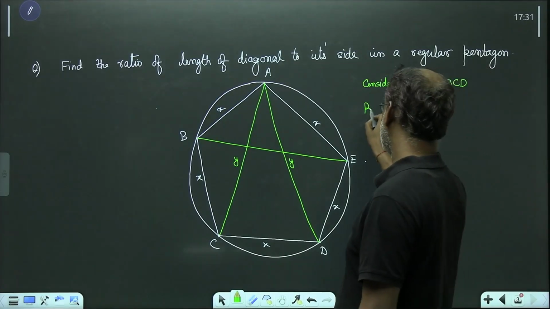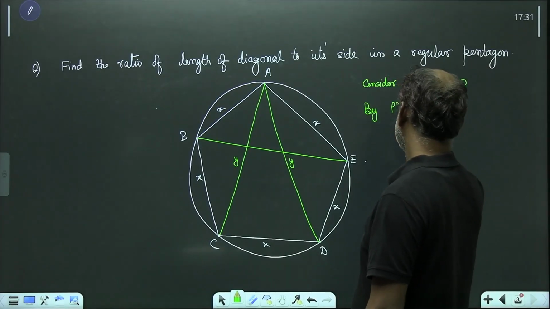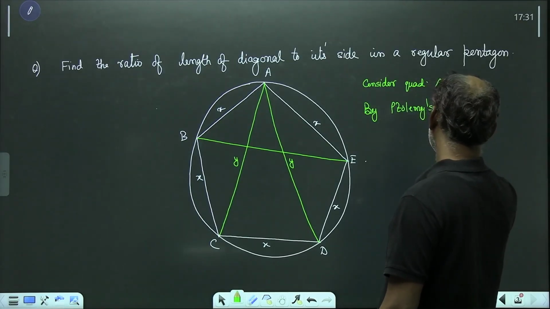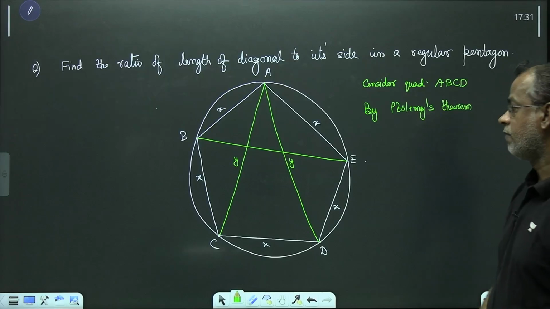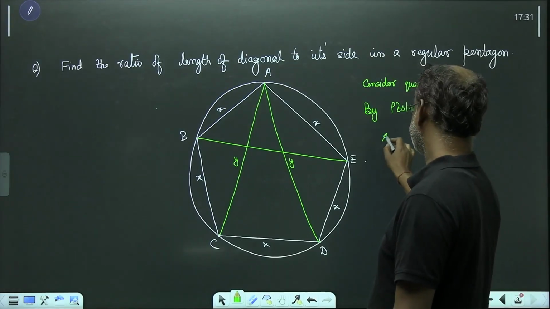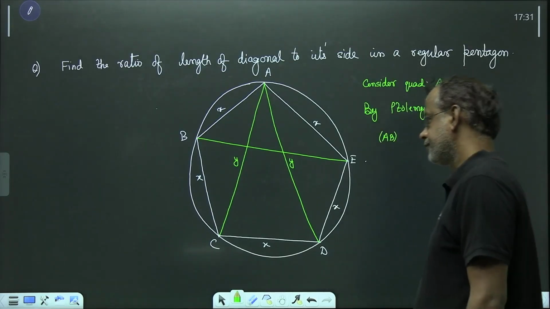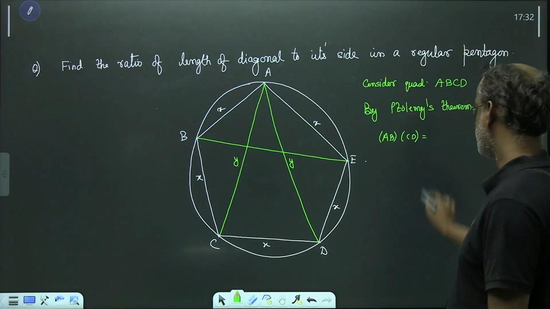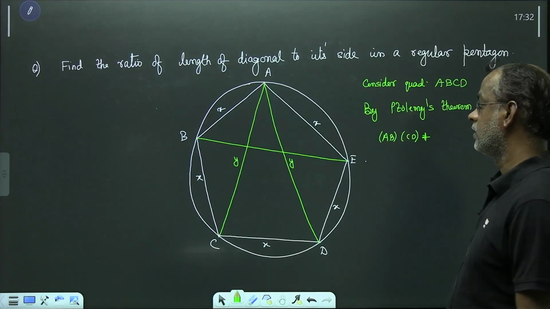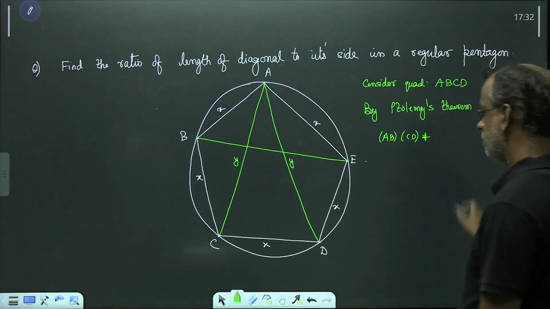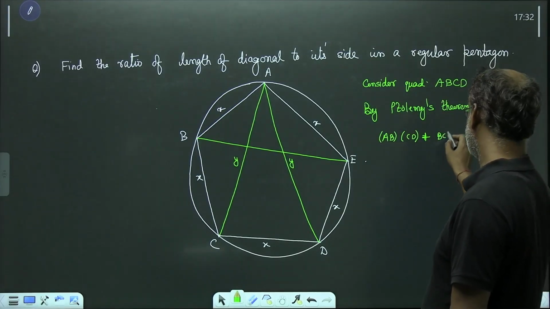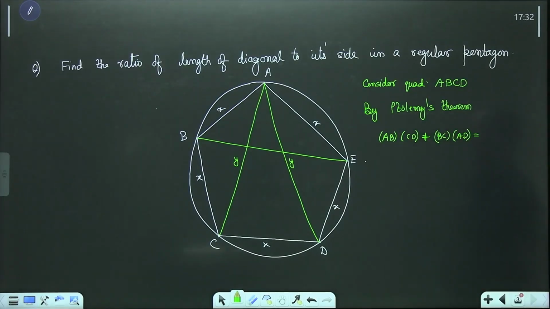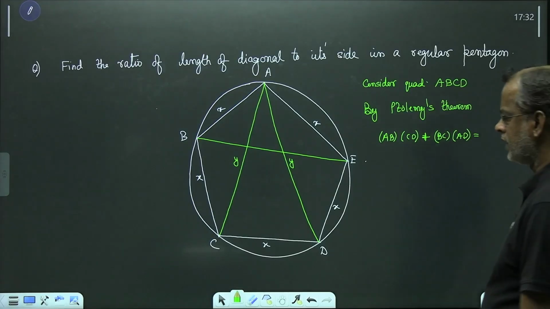So, by Ptolemy's theorem, what we have is AB into CD plus BC into AD is equal to AC into BD.